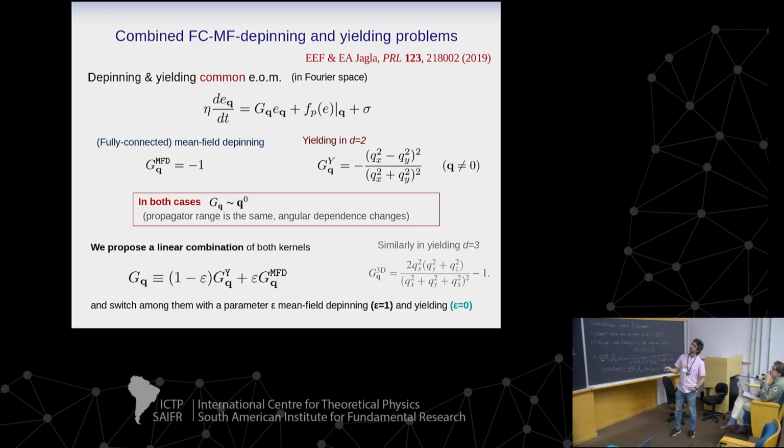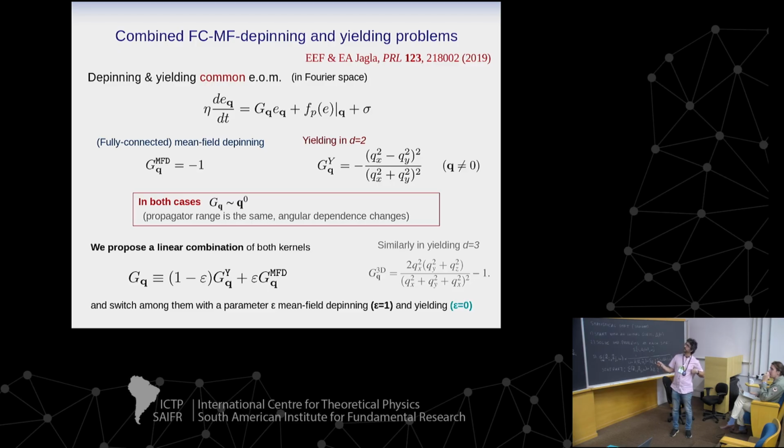So we do a linear combination of these two things with a parameter epsilon, and we vary that. When epsilon is equal to 1, we will be in the case of mean field depinning, and when epsilon is 0, we will be in the case of yielding, okay? And we do simulations varying this parameter, okay?